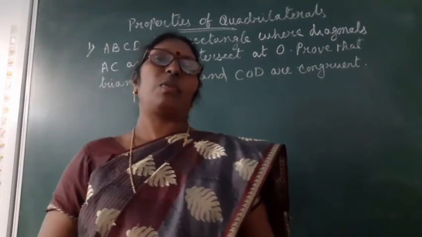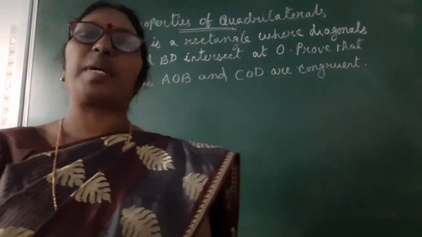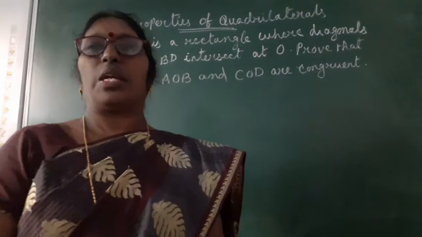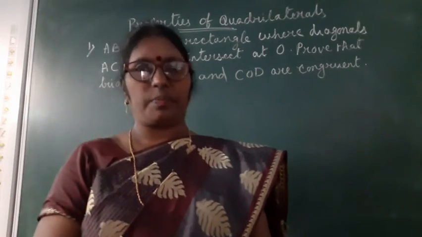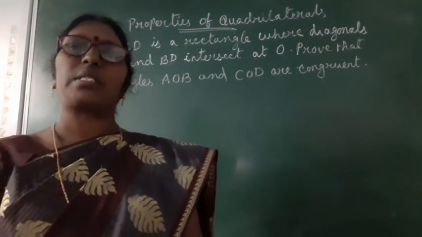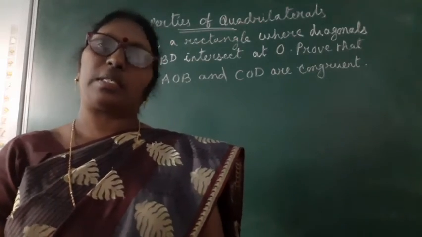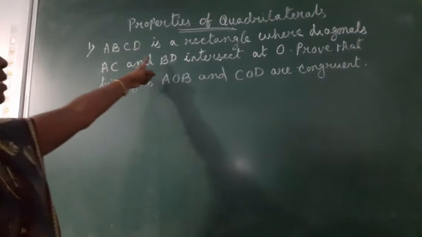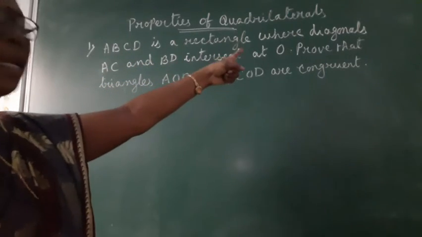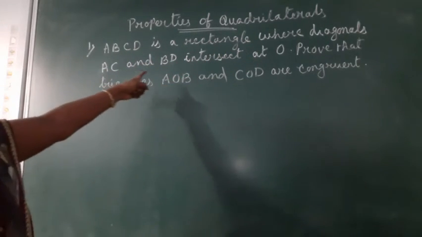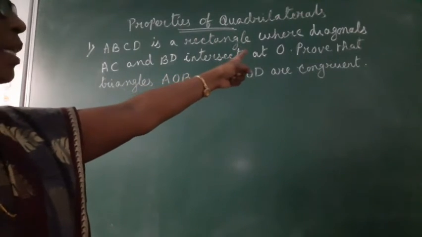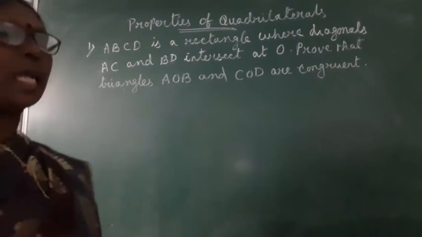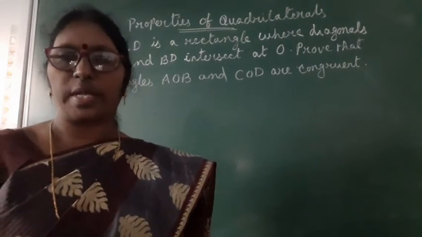Today let us have some problems based on properties of quadrilaterals. Already you have learnt few problems based on special types of quadrilaterals, and today we are going to learn some more. Your first one is: ABCD is a rectangle where diagonals AC and BD intersect at O. Prove that triangles AOB and COD are congruent.